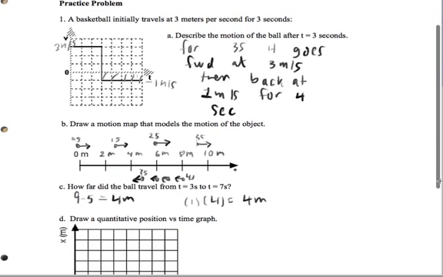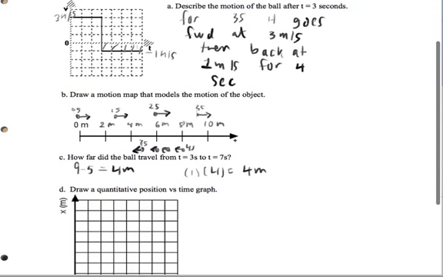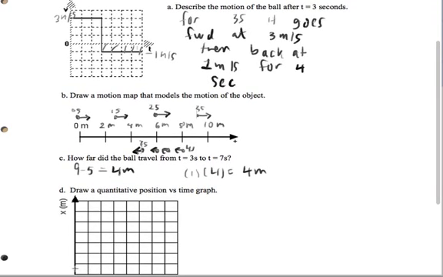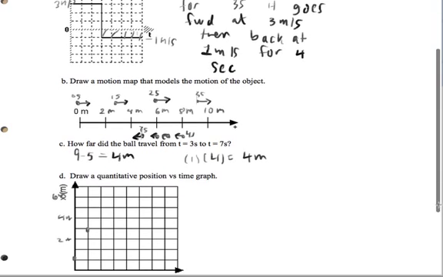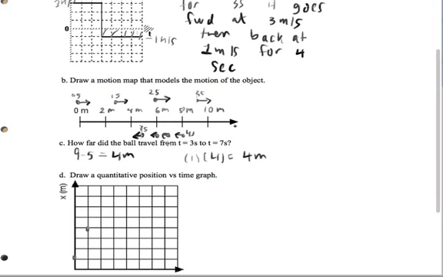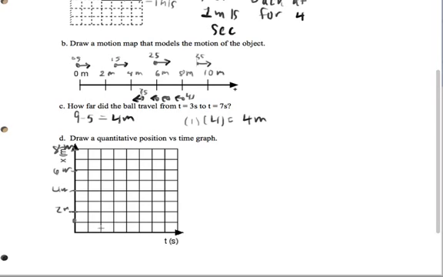Finally, if I draw a position versus time graph, at 0 seconds I'm at 0. At 1 second I'm at 3. And actually, let me label these. So 2 meters, 4 meters, 6 meters, not quite. 2 meters, 4 meters, 6 meters, and 8 meters. Similarly with my times, 2, 4, 6, and 8, like this.